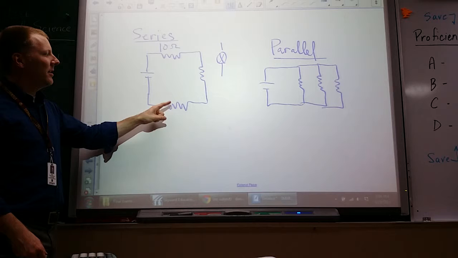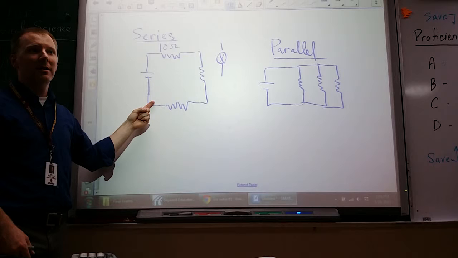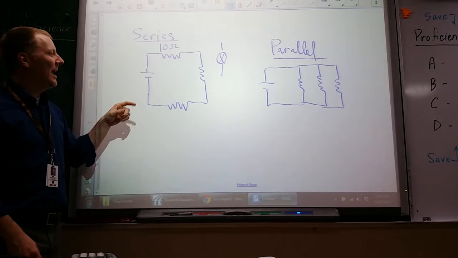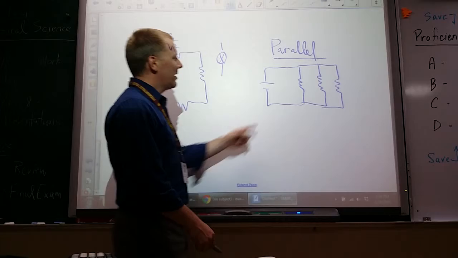What can you tell me about the current? Same everywhere. One electron leaving has to go through all the parts. And what about total resistance? Add up one after another. What can you tell me about voltage in a parallel circuit? Same. Same on all branches. And Troy's on the ball.